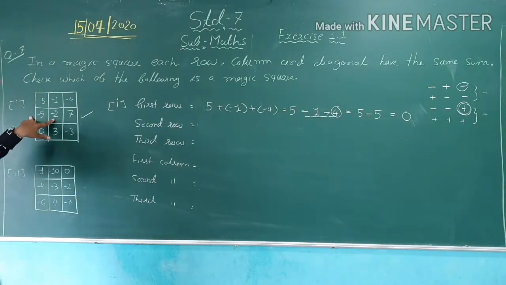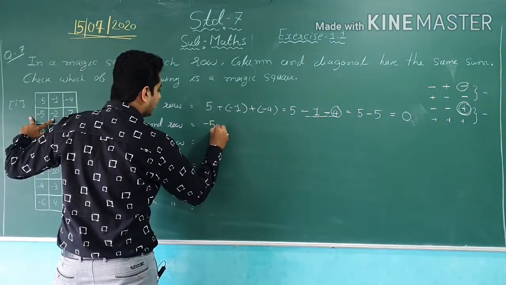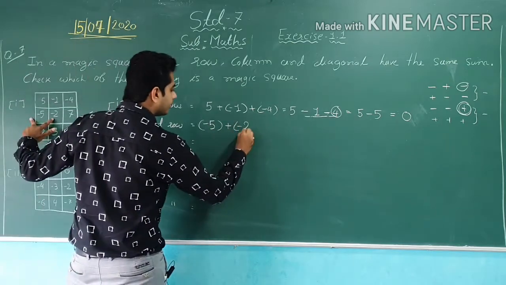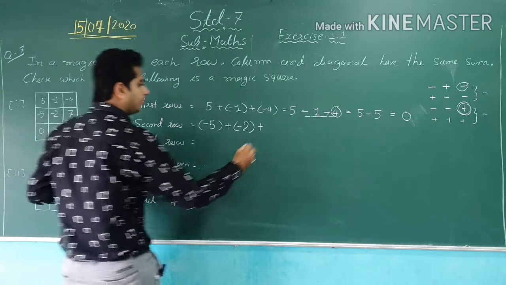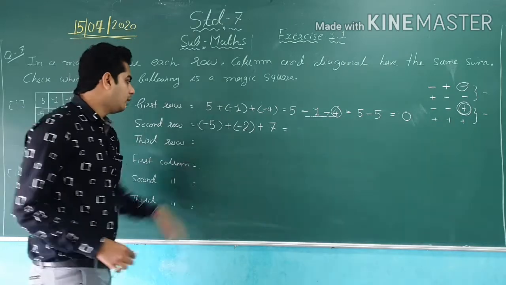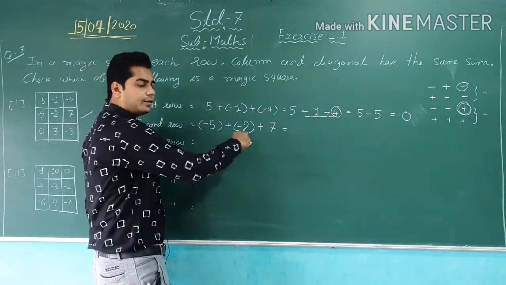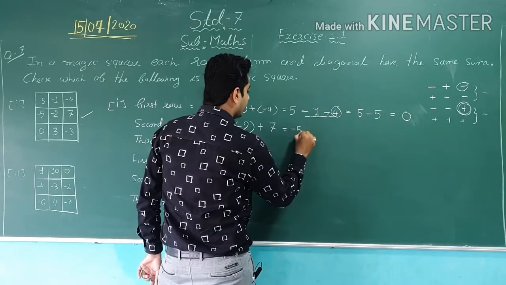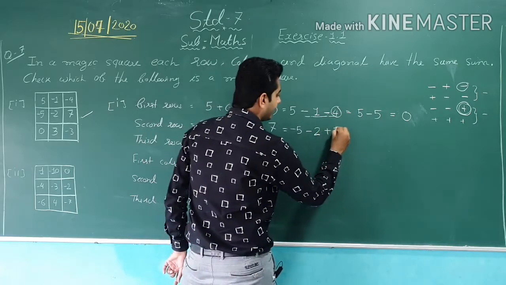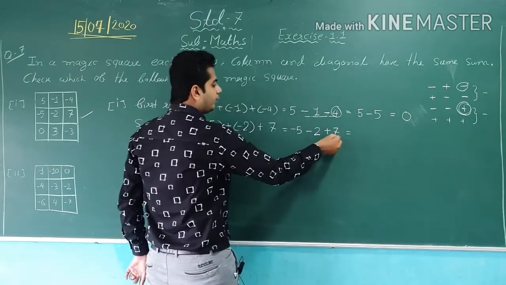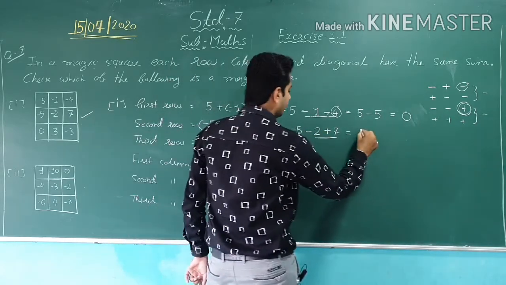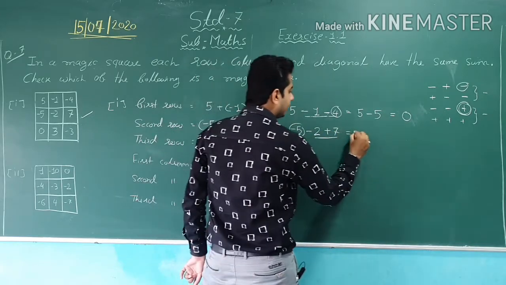Minus 5, minus 2 and 7. See, minus 5 plus in the bracket minus 2 plus in the bracket 7. See, 7 I don't have to write in a bracket because it is already plus. So now minus 5 plus in the bracket minus 2 plus 7. Again I will open the bracket. So minus 5, here minus plus, minus 2, here plus 7. Now again I will do this too. See, one of them has a negative sign, one of them has a positive sign. So minus 5 as it is, I will write here minus 5.